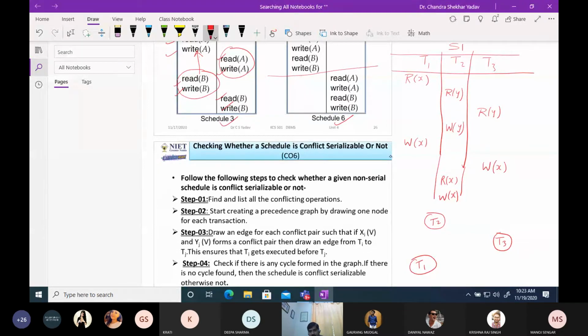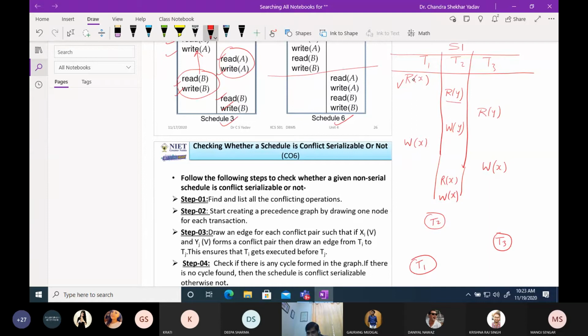Now please listen carefully to what I am saying. For edges, we will see from top to bottom. So first in transaction T1, we will see this read X instruction. As you all know, we will not see within the transaction instructions. We will see across the transactions from top to down.